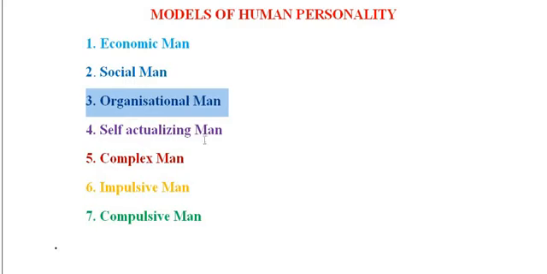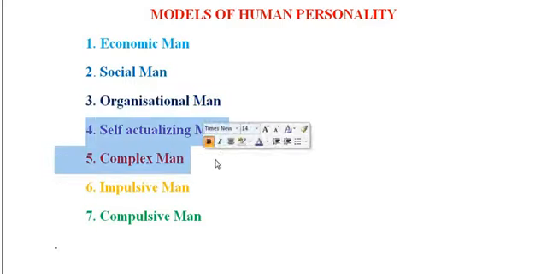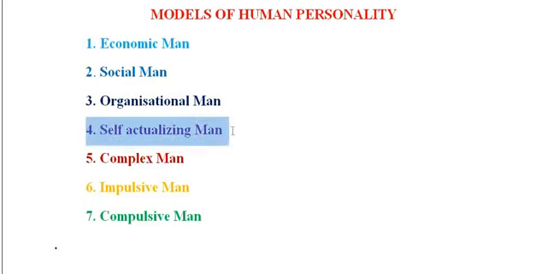And next one, self-actualization man. Individual employees are satisfied when they achieve something different and create certain specific special things by using their capabilities. Some of the assumptions for self-actualization man are: employee behavior changes from one level of needs to another level.